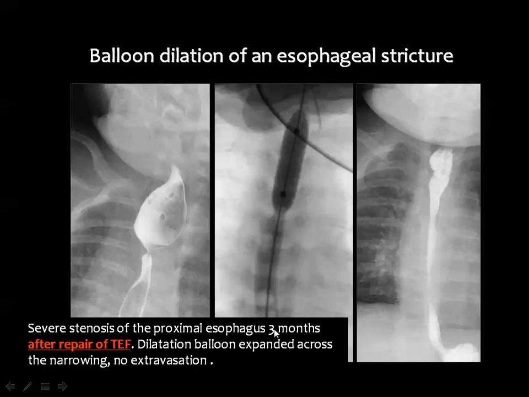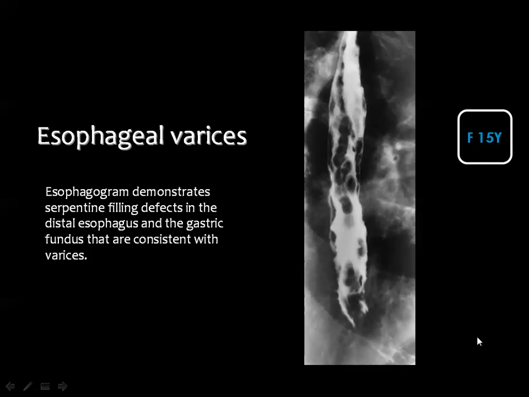Then another way of treatment of esophageal strictures is by balloon dilatation. And you see here a very tight esophageal stricture in the proximal part of the esophagus, and after balloon dilatation, you got improvement of the site of the stricture with improvement of the flow of barium through the esophagus.